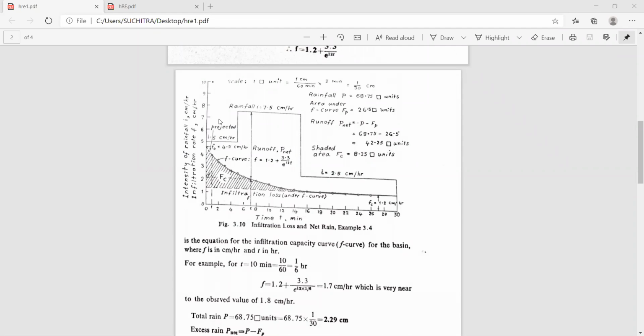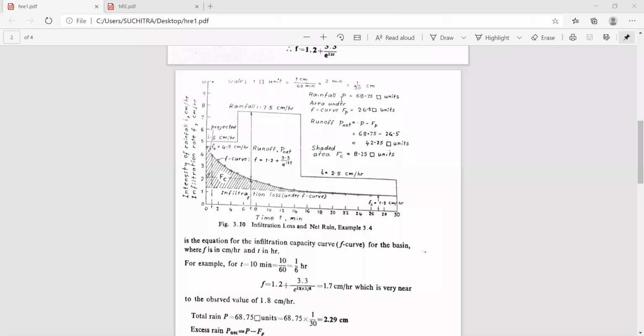Along the x-axis, you have the time in minutes, and along the y-axis, you have the intensity of rainfall as well as infiltration capacity in centimeters per hour. Now you have to choose the scale. 1 square unit is nothing but 1 divided by 60 minutes into 2 minutes. That is, the scale is 1 by 30 centimeter.